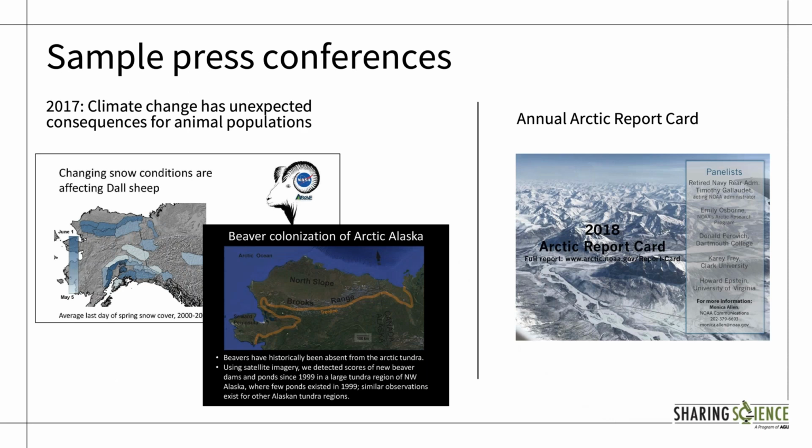So this is just a couple of examples of some past press conferences that we've done, just to give you an example of the kinds of things we typically will publicize. The first on the left is from 2017. This was a press conference on how climate change has had unexpected consequences for populations of different animal species. Just two sample presentations from this press conference. One was how changing snow conditions in Alaska and Canada were affecting Dall sheep, which are important commercially. And then another one about how beavers are now colonizing the tundra in Arctic Alaska, which had never been documented before.